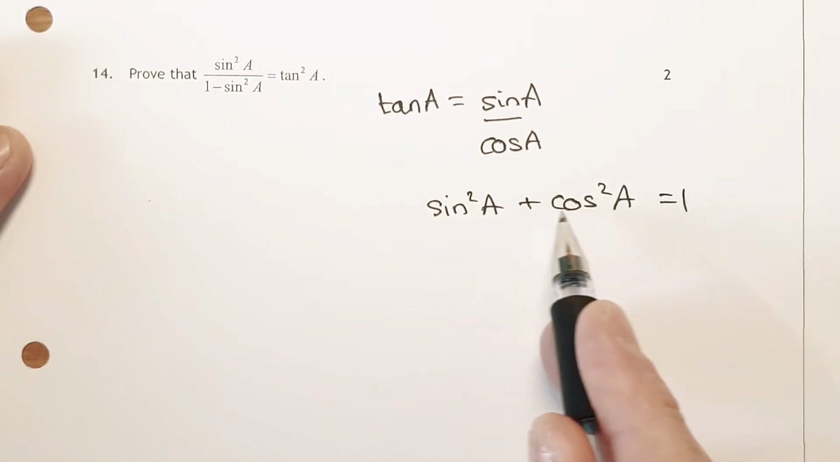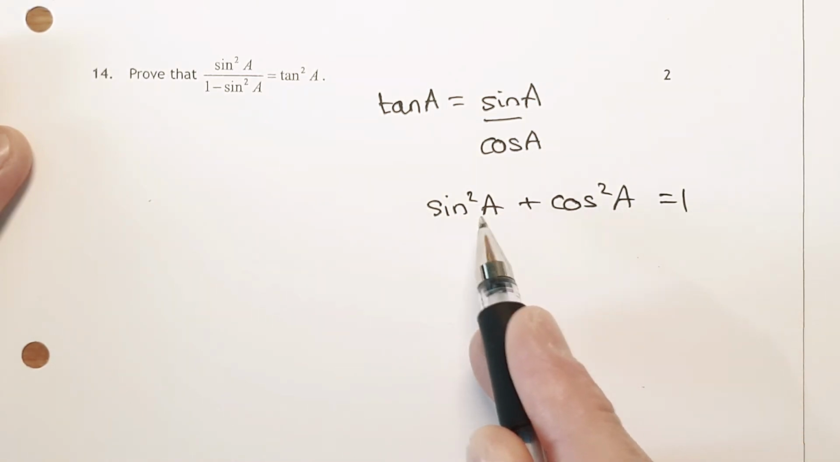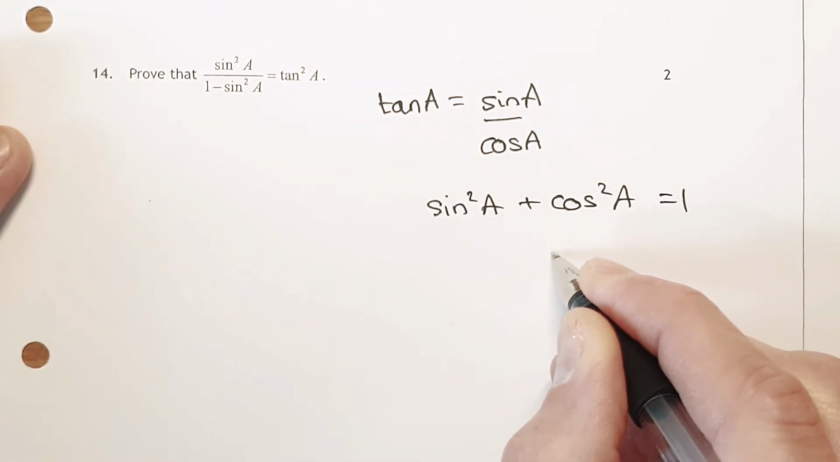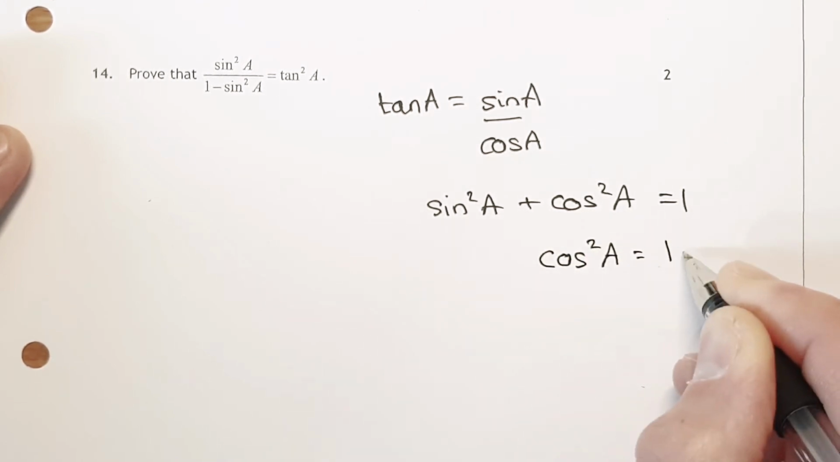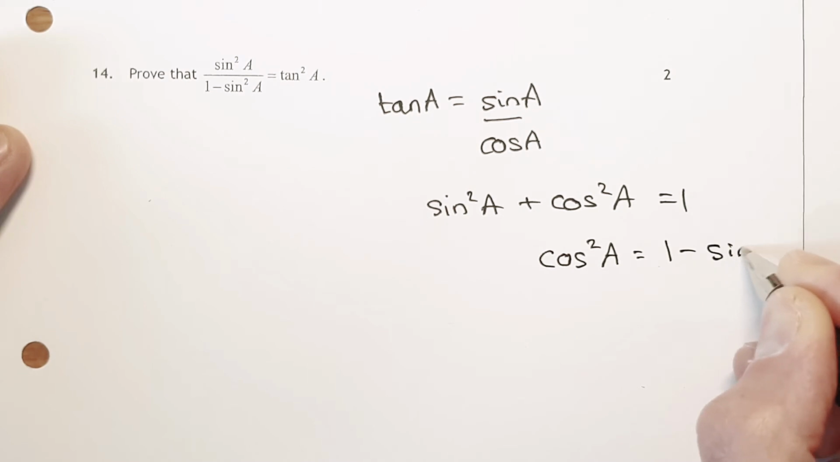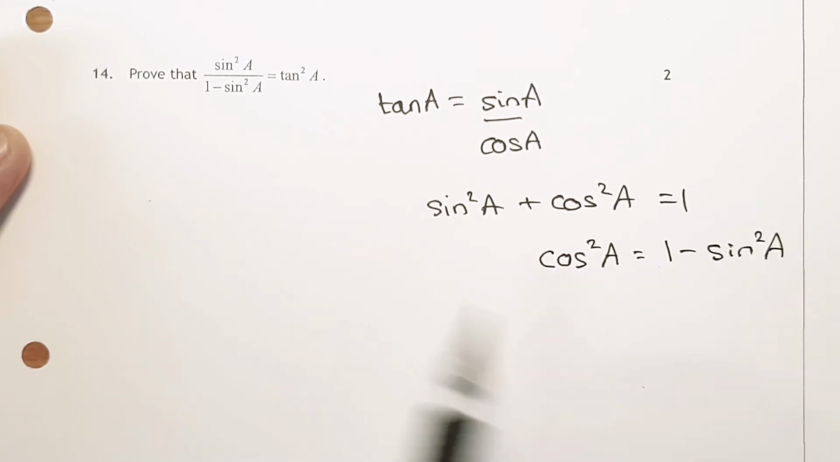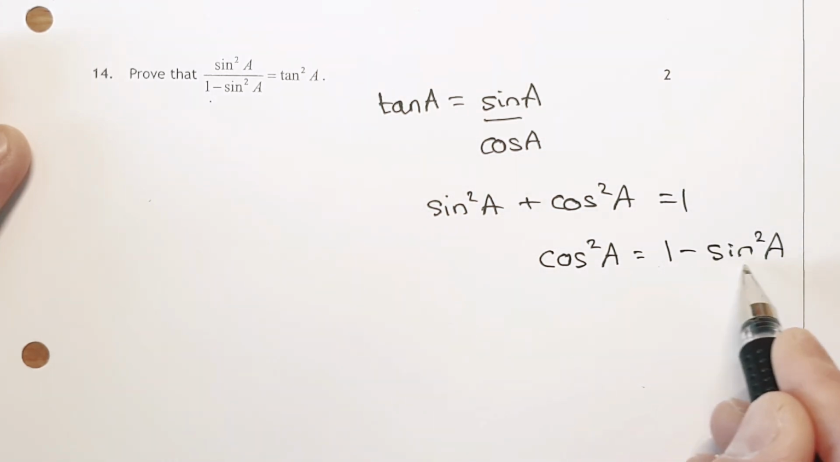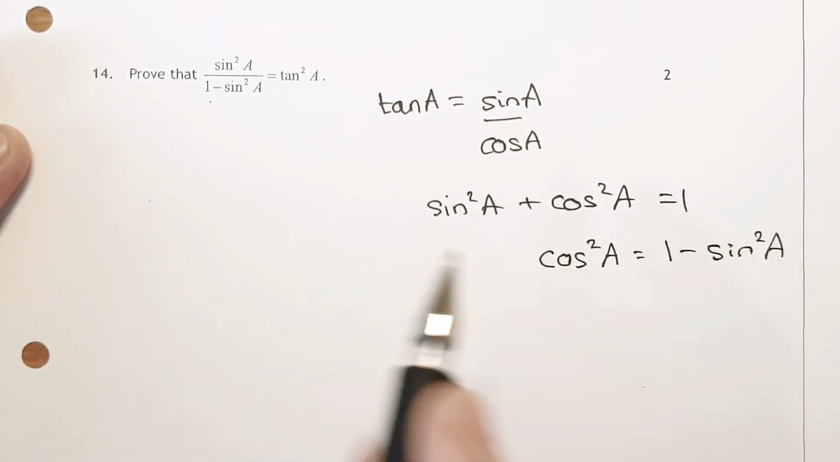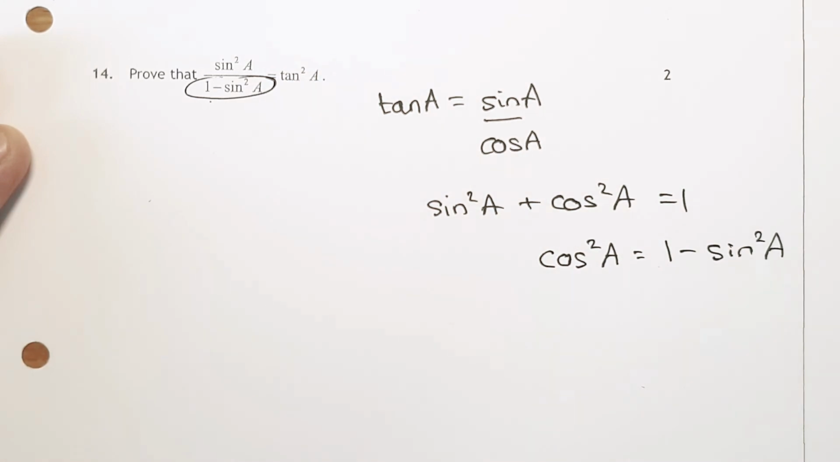Now looking at this trig identity I've written down here, if I subtract sine squared A from both sides, I get cos squared A equals 1 minus sine squared A. And as you can see here, I've got 1 minus sine squared there, 1 minus sine squared there, and this is equal to cos squared. So I'm going to change this thing here into cos squared A.